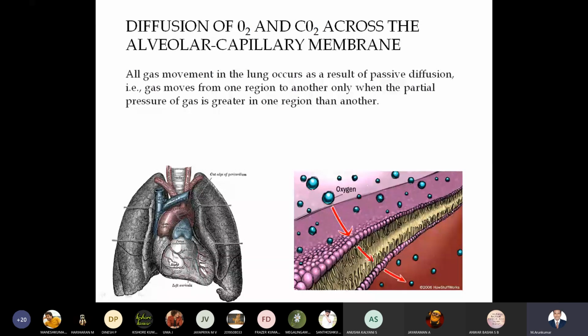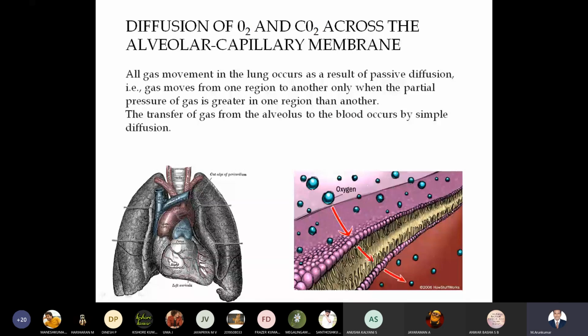So all gas movement in lungs occurs as a result of passive diffusion, like gas moves from one region to another only when the partial pressure of gas is greater in one region than in the other region. So actually our inhaled air pressure is high. Then because of the diffusion, this oxygen and carbon dioxide will transfer to the blood.